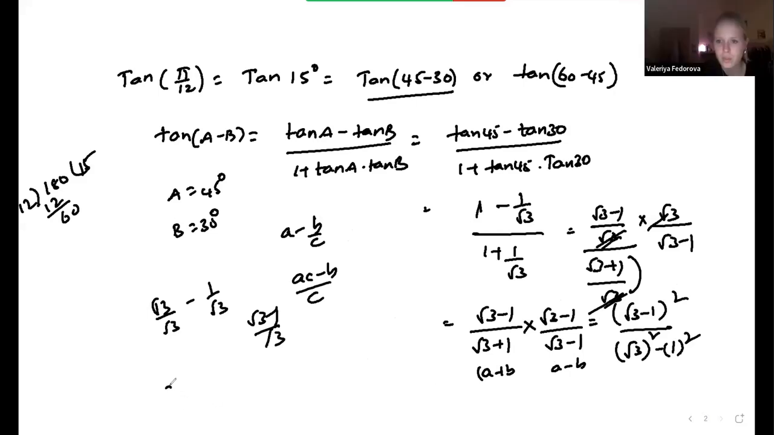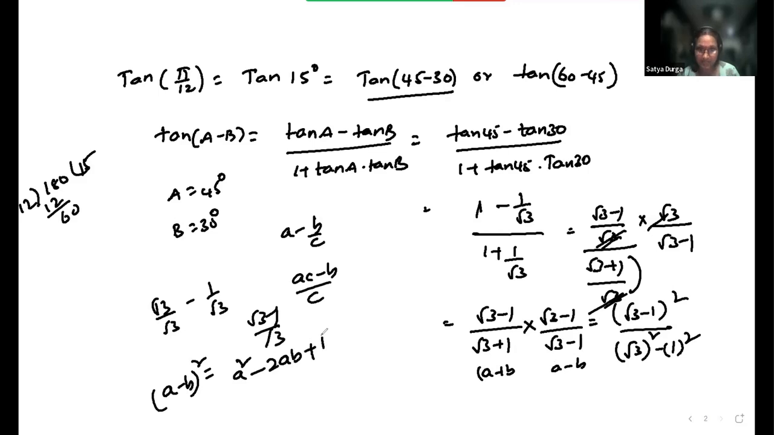Now what is A minus B whole square? A minus B squared, it would be A square minus 2AB plus B square. That is root 3 whole square minus 2 into root 3 into 1 plus 1 square. I'm expanding this one.